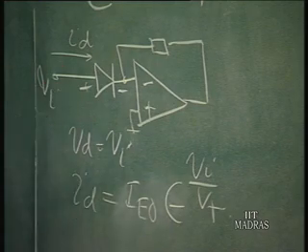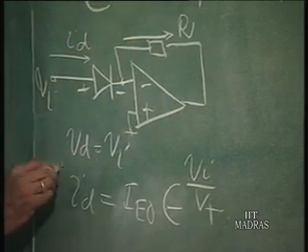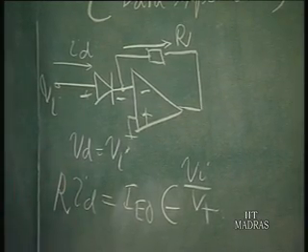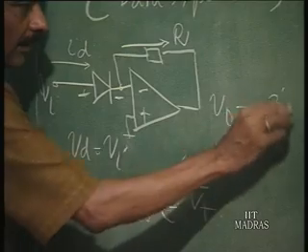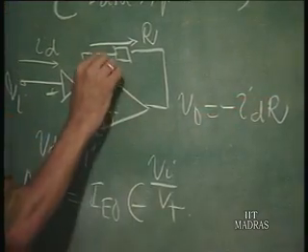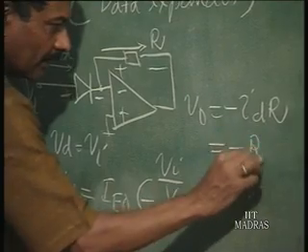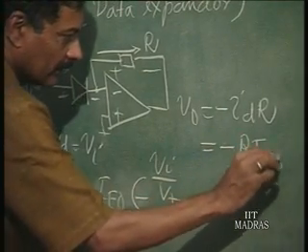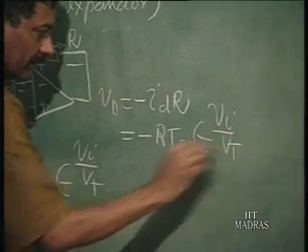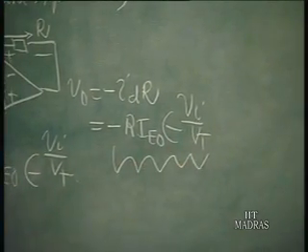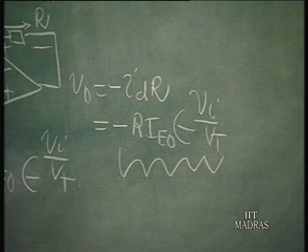So, this current, when it is forced into a resistance R, will develop a voltage which is I D into R. So, V naught is equal to minus I D into R. This is plus, that is minus. So, we get this as minus R I E naught exponent V I by V T. This is the anti-log operation, or this is the data expander.